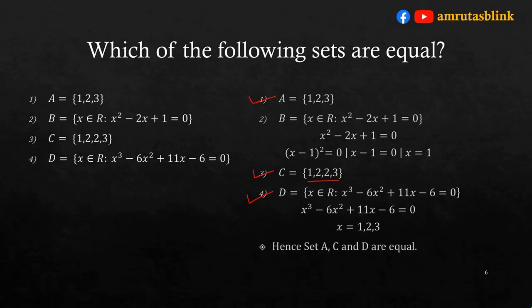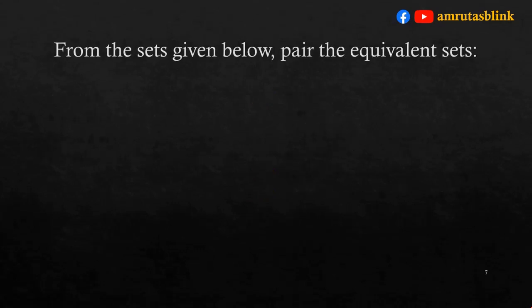We'll move to next. Slide number 7. From the sets given below, pair the equivalent sets. Now, in order to find out equal sets, we had to check the actual number of elements. But in order to find out equivalent sets, we just need to check the cardinality of the sets.